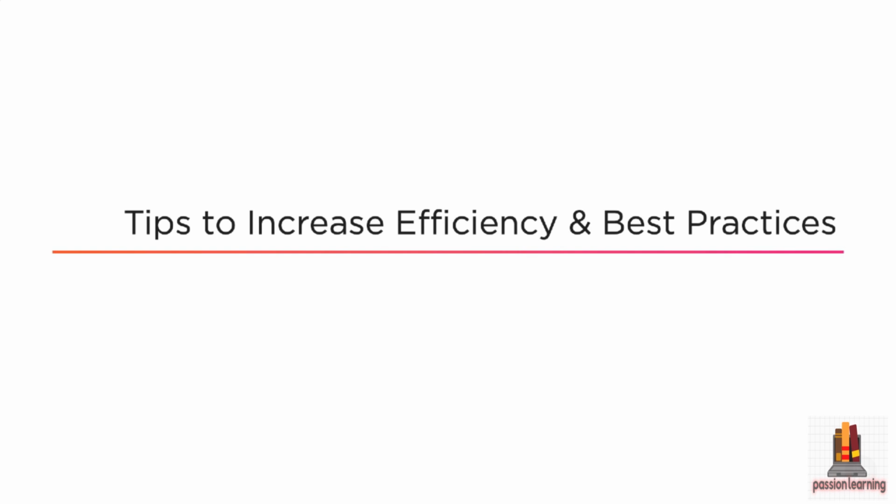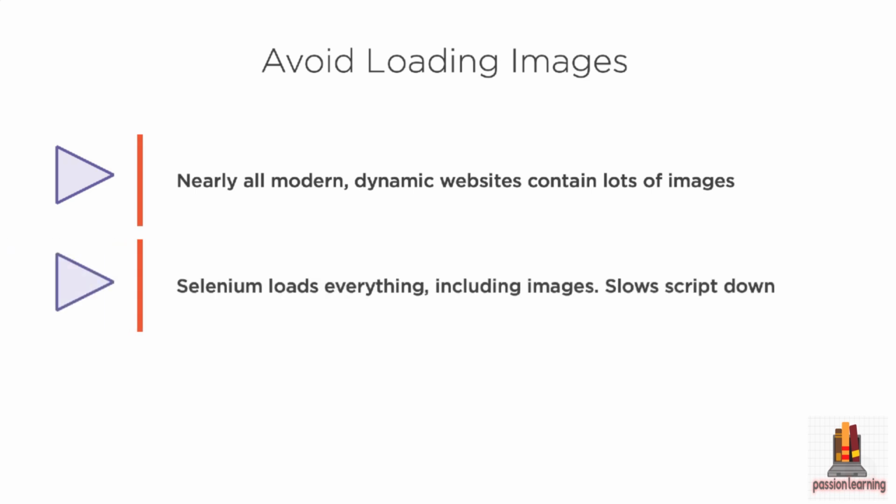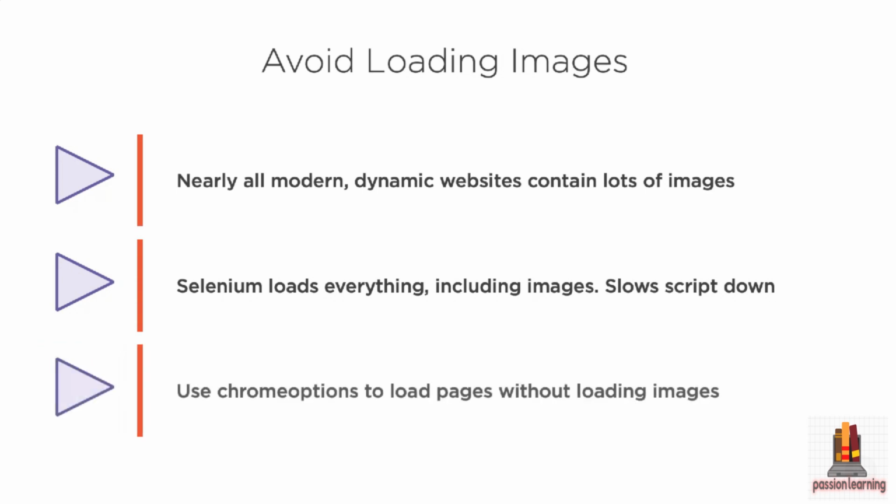To wrap up the course, let's talk about some best practices and tips to increase efficiency while scraping. Avoid loading images. Most of the modern dynamic websites have lots of images. When a page loads, Selenium loads all the elements in it, including those images. If we don't interact with them much, this becomes useless and slows our script down. This is particularly problematic if we run our scripts hundreds of times. The workaround to this is to use Chrome options to load pages without loading images.